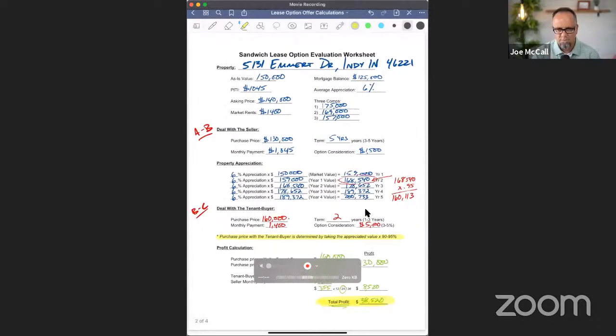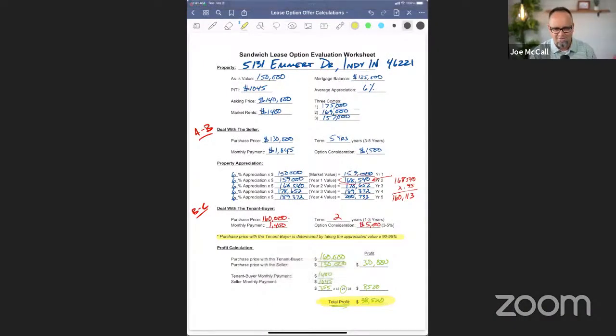Why is this thing doing that? I can't get rid of this thing. Let me stop share. Oh, there it is. Got it. Hold on, let's try this again. There, it's gone. All right.